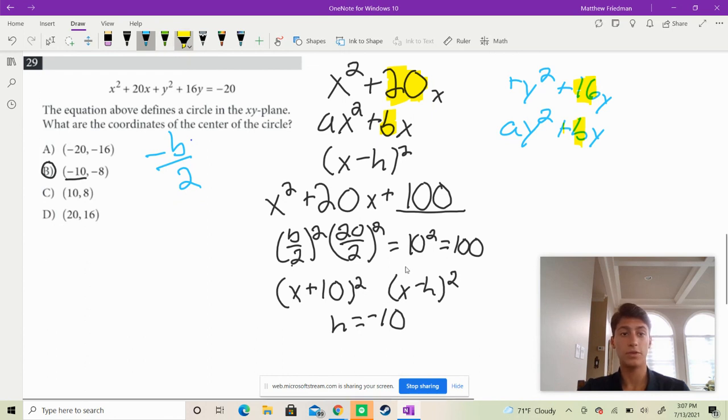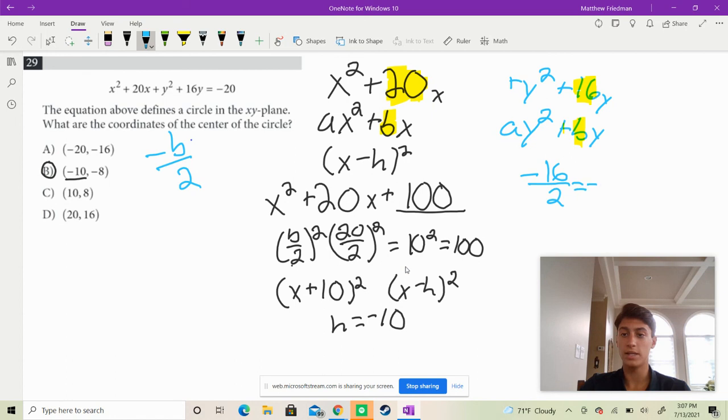So if we plug in negative b over 2, so negative 16 over 2, we get negative 8, or k equals negative 8. So our y coordinate is negative 8, which is also correct. So if you were to take negative b over 2, you would get the correct answer for both coordinates. And that's a shortcut you can use instead of having to go through this whole completing the square process.